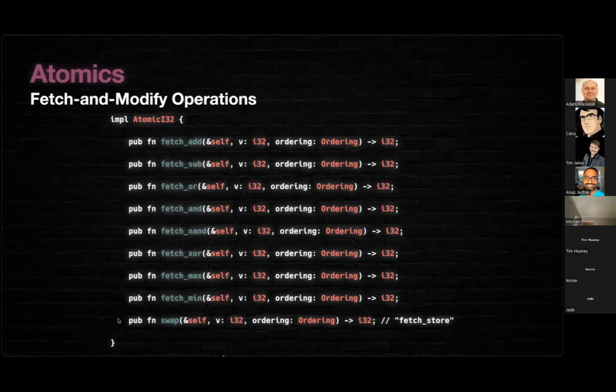The one exception in terms of naming the function is the last one, which is called swap. It's an operation that stores a new value regardless of the old value. So instead of calling it fetch store, it is being called swap. I guess it makes sense because store in the context of atomics has a special meaning, and therefore swap is a better function name, just to be aware.